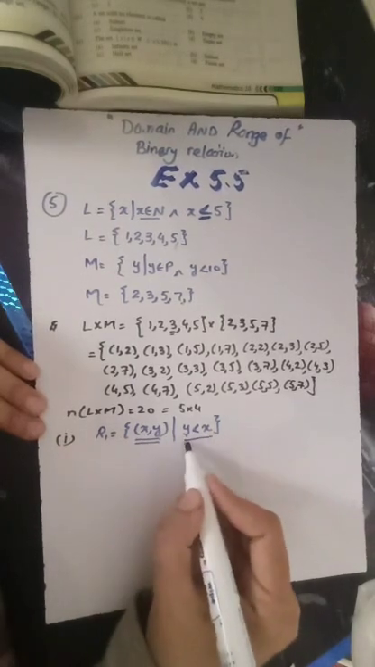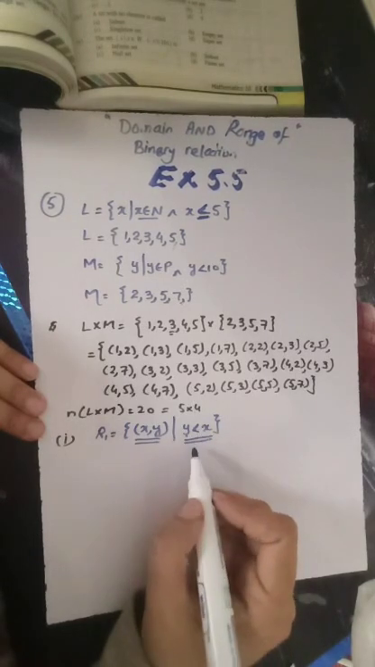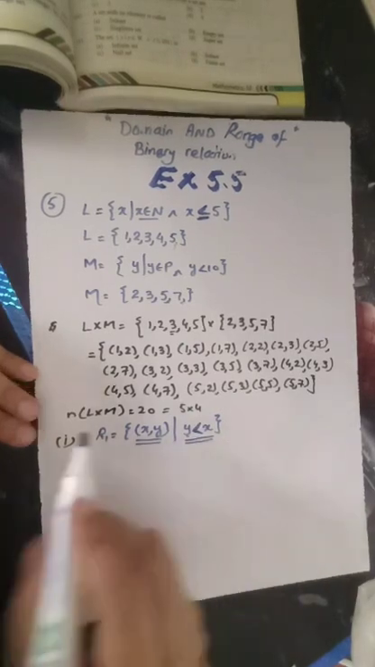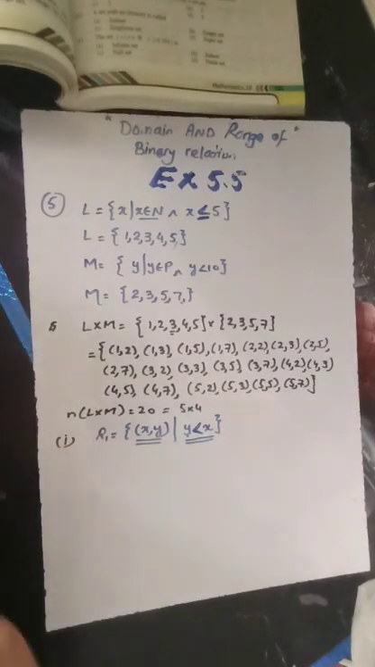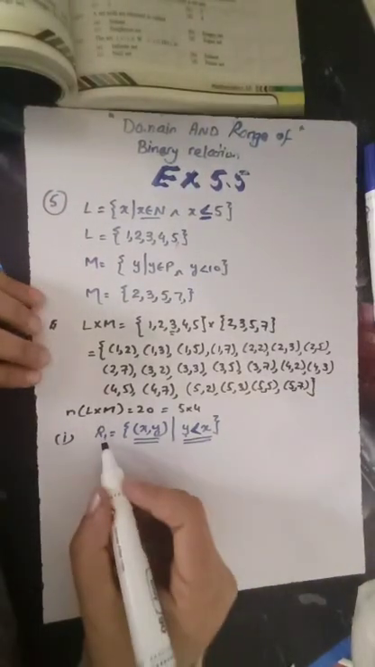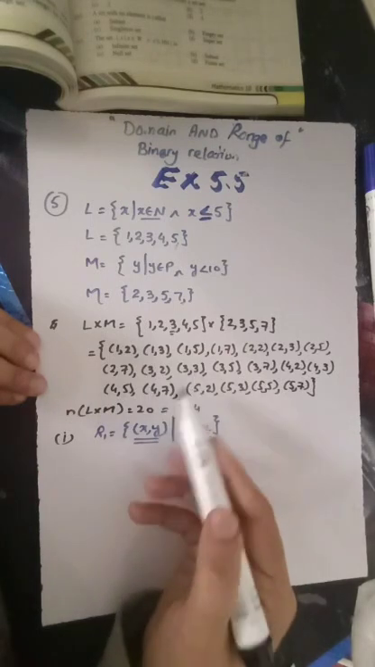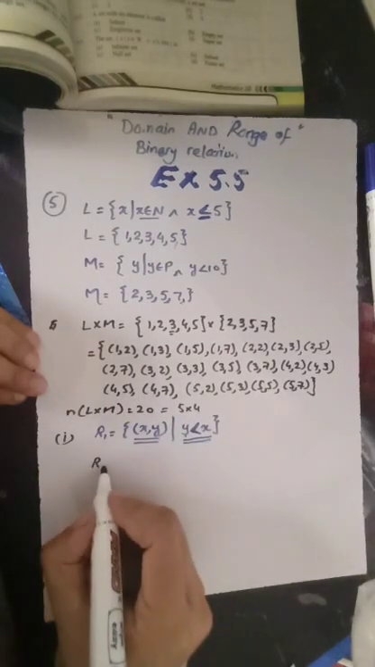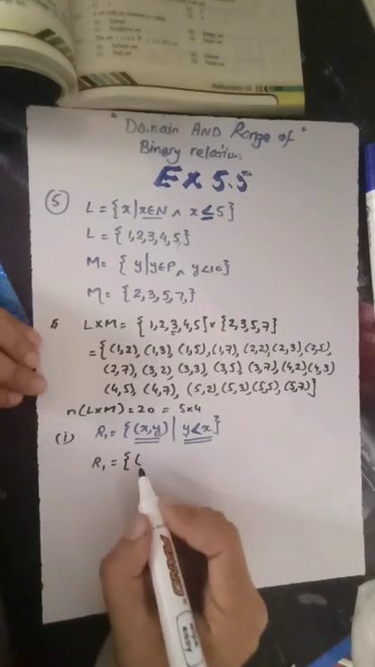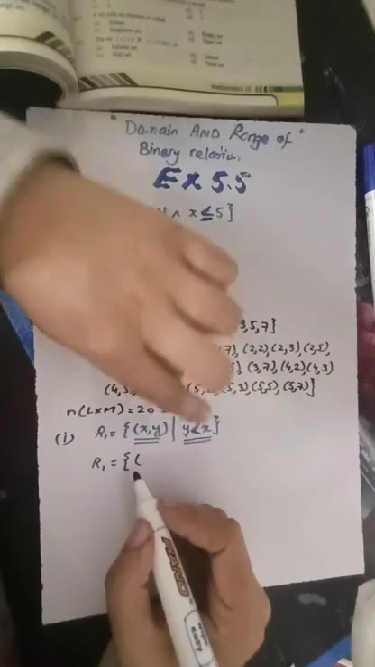Okay, so you are going to focus on this condition, that y should not be greater than x. You are going to take all those ordered pairs where y is less than x. Then you will be defining R1. So we know that R1 is a binary relation from L to M. That's why its elements are going to come from this set. In order to form this binary relation, I'm going to pick those ordered pairs where y is less than x.